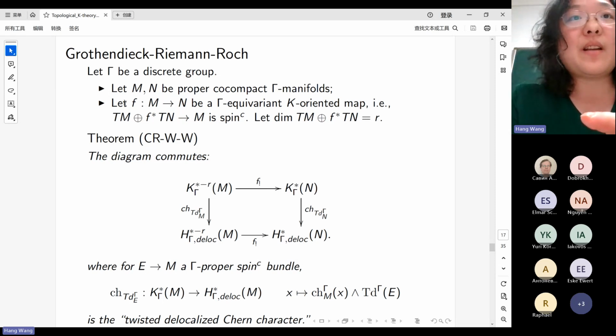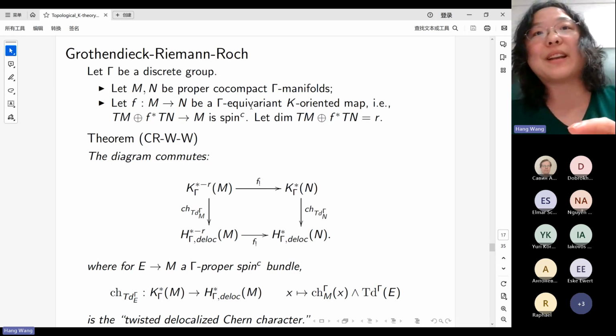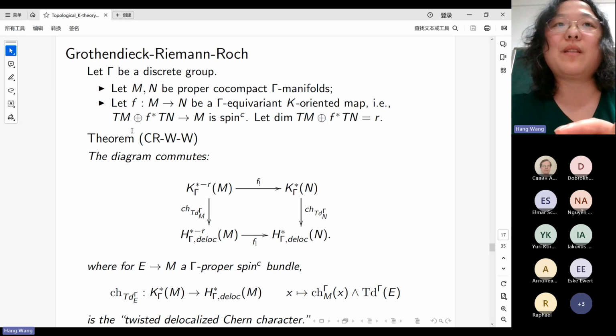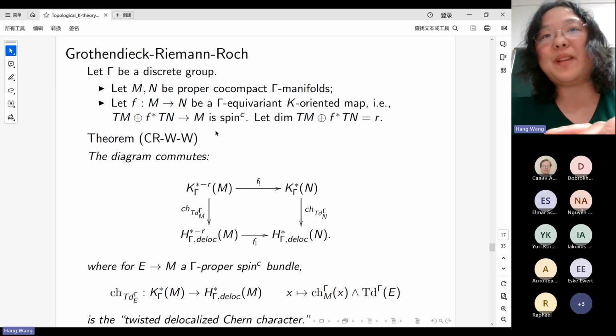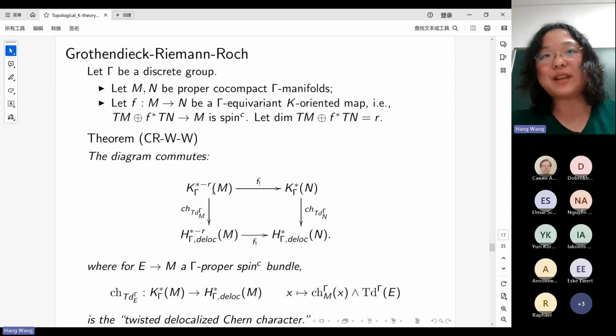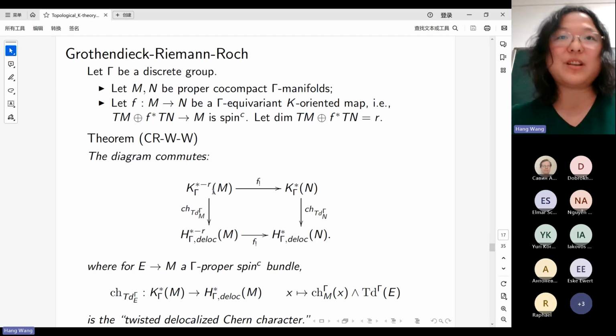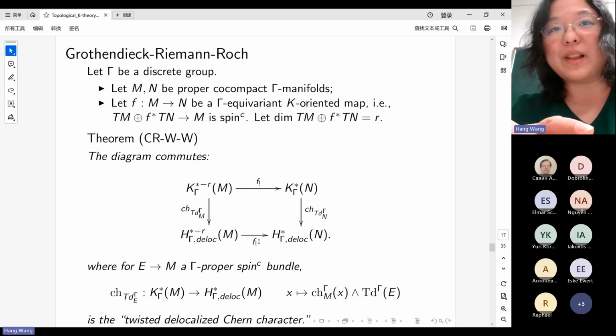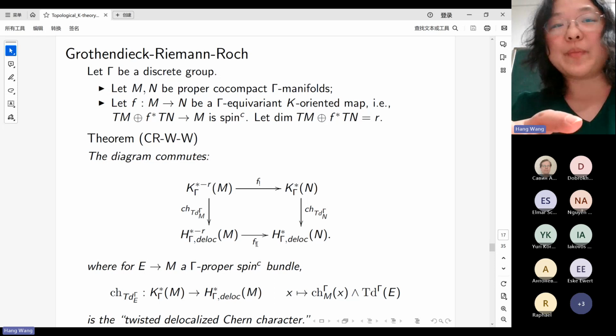So the setting is, if we have a proper co-compact gamma manifold M and N, and a gamma-equivariant map between them, and we require it's K-oriented, namely this bundle is spin^c. In this case, we can push forward the K-theory map as we did in the topological K-theory of gamma, and we can also push forward on the level of cohomology, delocalized cohomology.